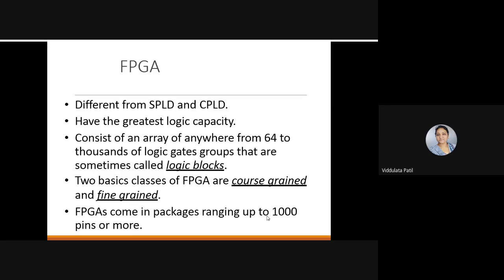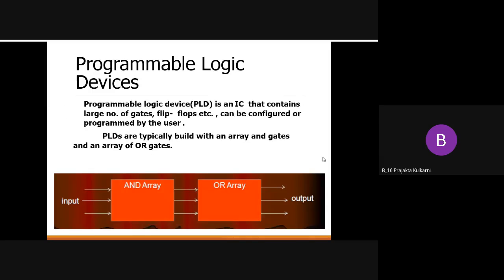So if you have any doubt regarding this, you can ask. Is there any doubt? No, ma'am.